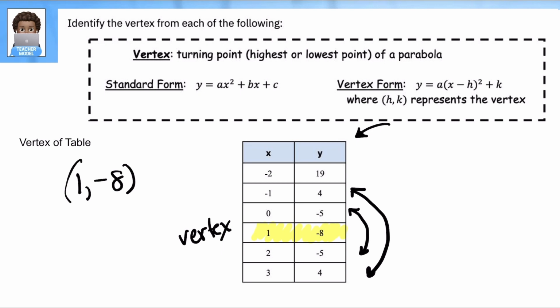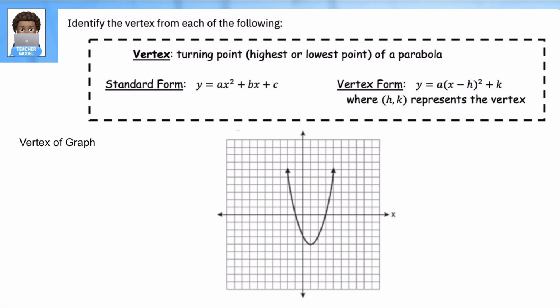So let's try some on your own. Let's look at this one first. Take a moment, 5 seconds, put it down on paper, what is the vertex? All right, 3, 2, 1. You should have said 1, -4, since we can clearly see it over here.